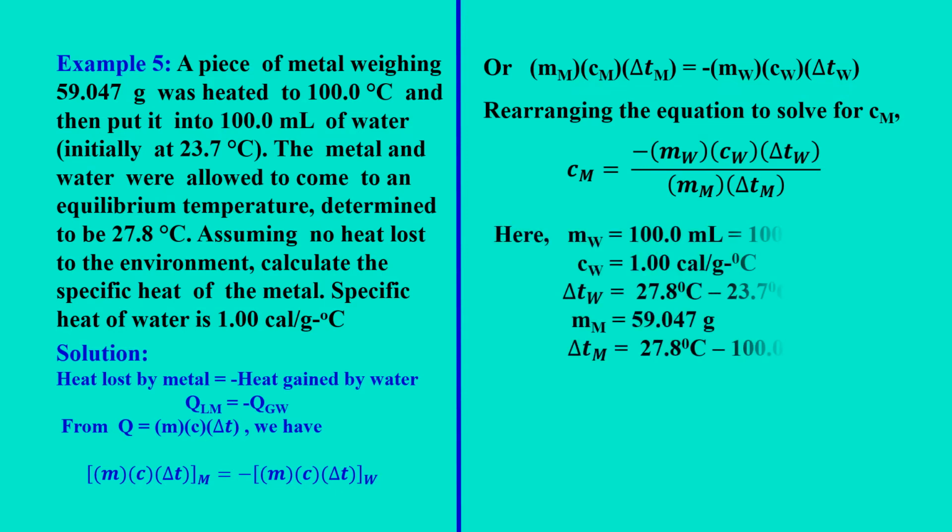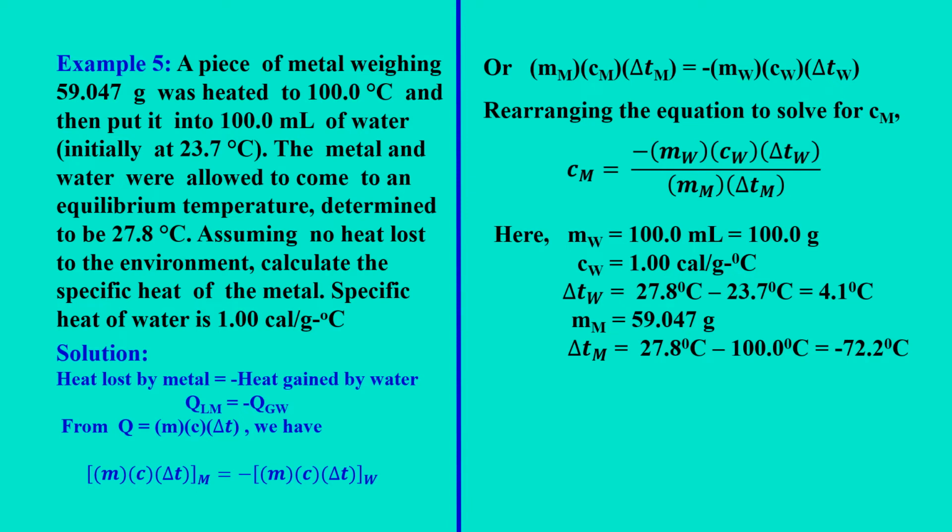Here we are given the following values. The mass of water is 100 ml, which is also the same as 100 grams. 1 ml equals 1 gram of water. The specific heat of water is 1 calorie per gram per degree Celsius. The change in temperature of water is final temperature minus initial temperature, 27.8 minus 23.7 equals 4.1 degrees Celsius.